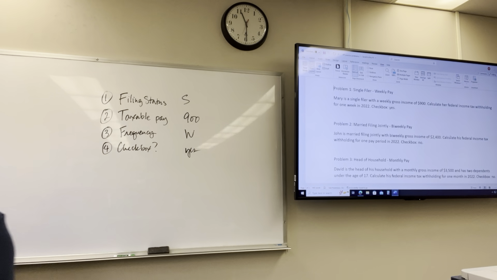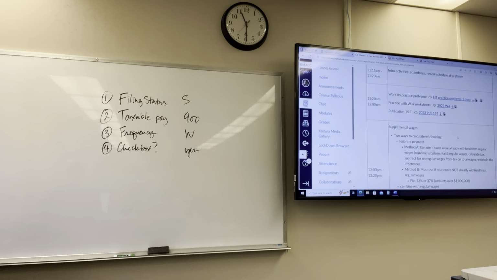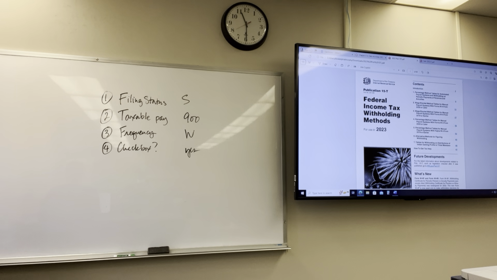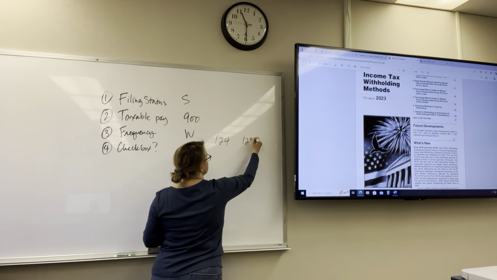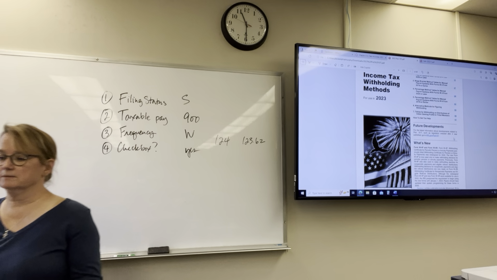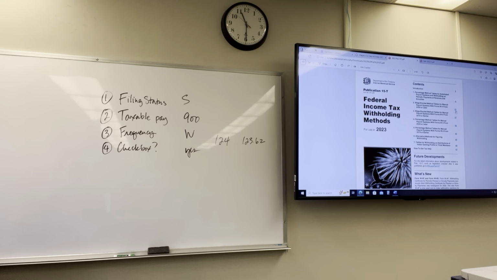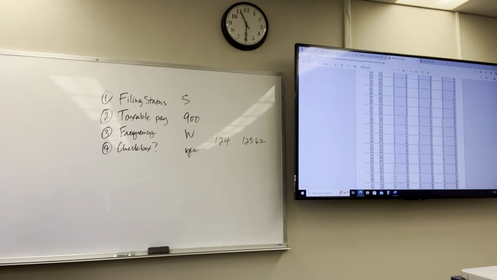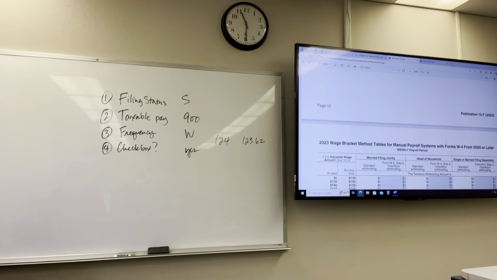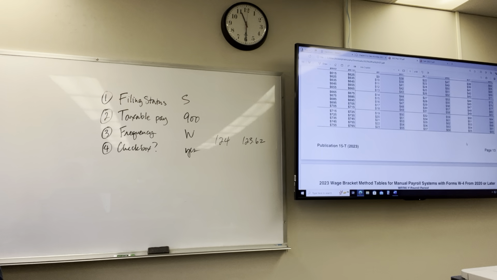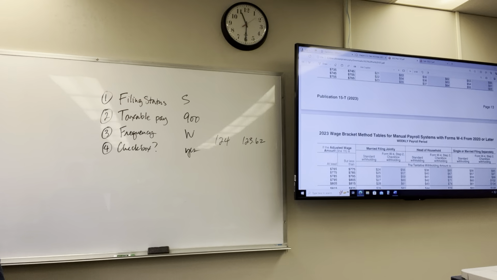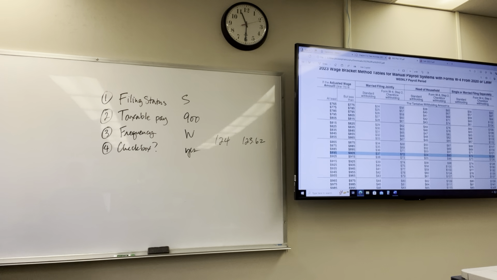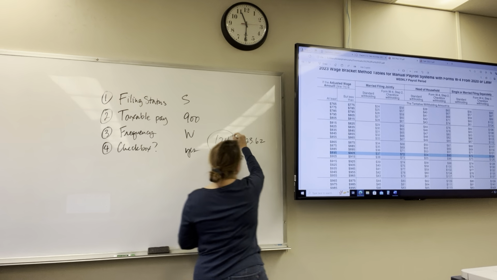So what did you guys come up with for an answer for Mary? 124 and 123.62. 124 for one, and 123.62. All right, so let's take a quick peek here and look at the correct tables. Weekly pay, $900 single, let's find $900 here. There's our range. Single, checkbox withholding over here, 124, yep. You see that?